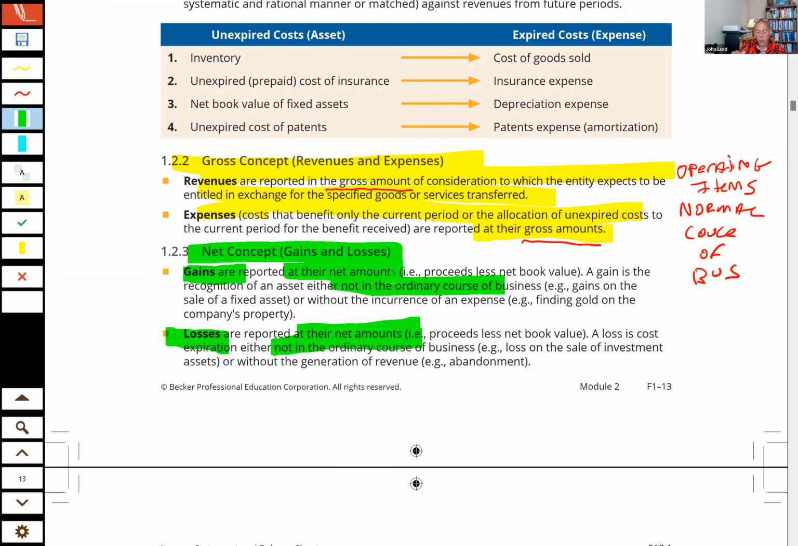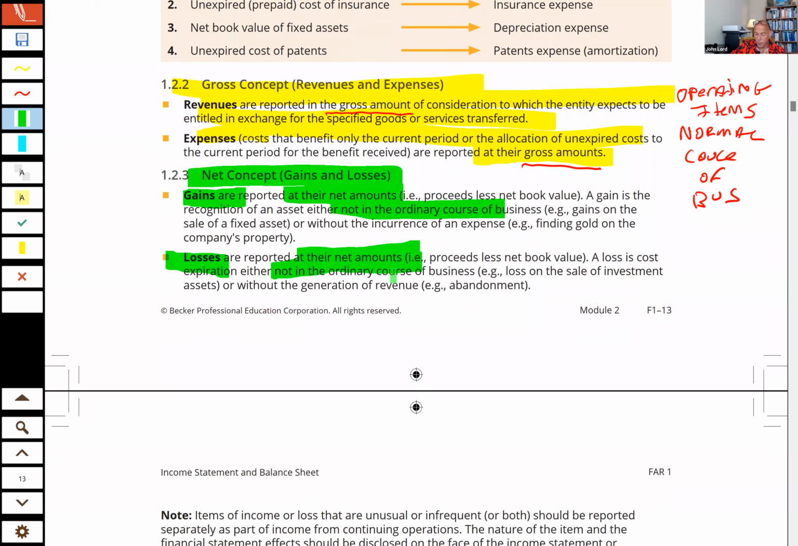Okay. Now, what I want you to do is, oh, by the way, I should also probably put here that gains and losses are by definition considered non-operating. Okay, they are considered non-operating by definition. Gains and losses by definition are non-operating items, okay, because it's not in the normal course of business, okay?